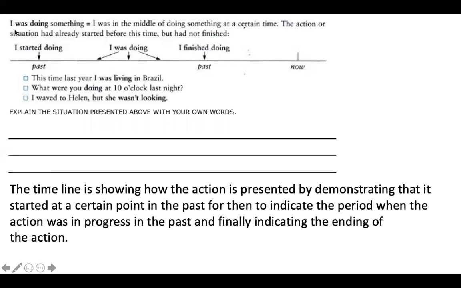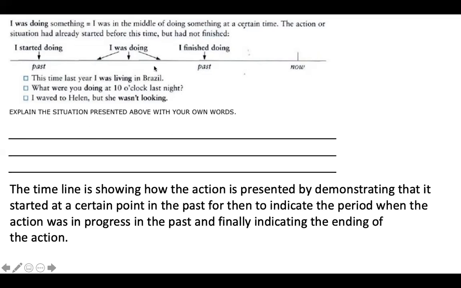situation which it says, I was doing something. I was in the middle of doing something at a certain time. The action or situation had already started before this time, but had not finished. So I started doing something, I was doing something, and then I finished doing that thing. Examples. This time last year, I was living in Brazil. What were you doing at 10 o'clock last night? I waved to Helen, but she wasn't looking.